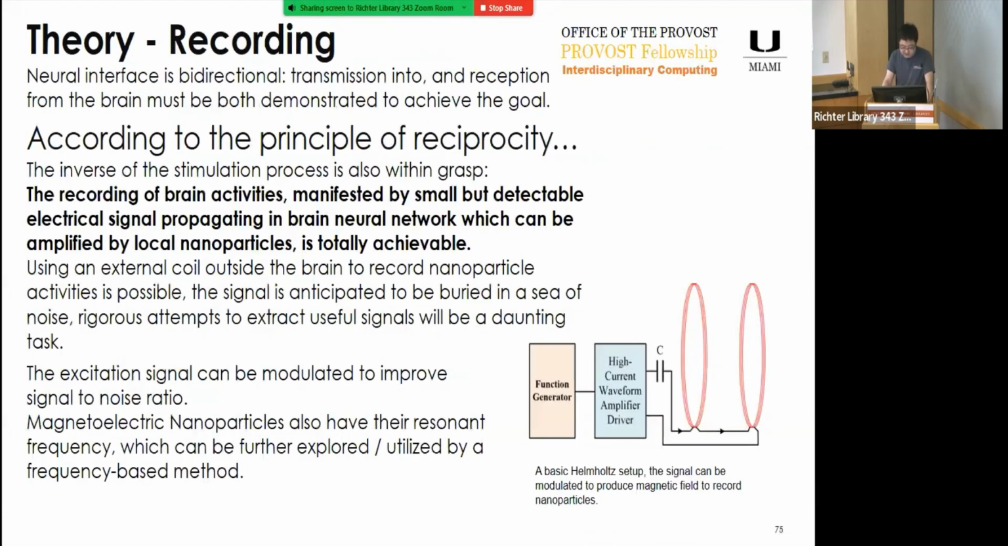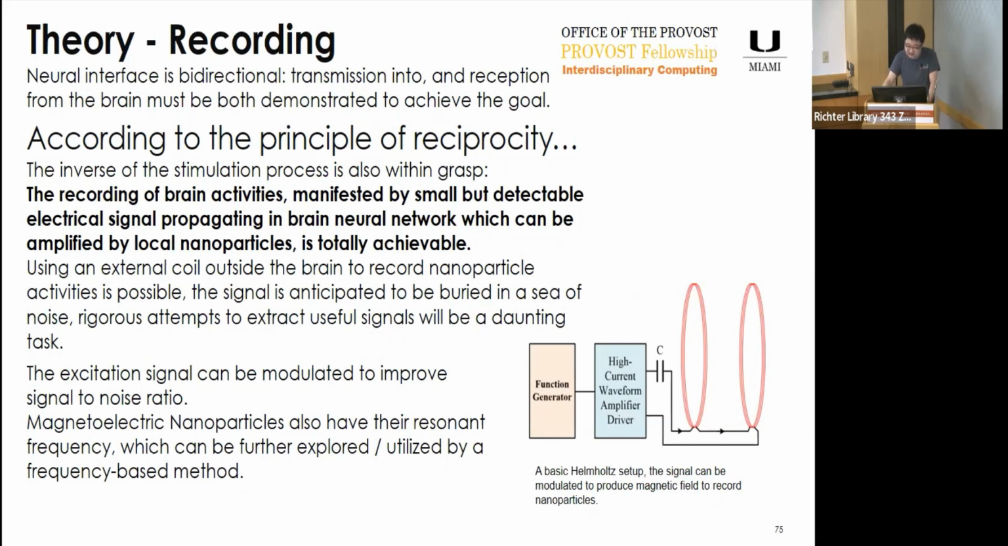But since there's the theory of reciprocity, since we can stimulate the brain, it's also possible to record from it. If you put a coil outside of the brain or very close to the proximity of the neuron, and you attach the nanoparticles to it, when the neuron fires for some signal, the electrical signal passes through the neuron, which in reverse will activate the nanoparticle, which in turn generates a magnetic field. In theory, this is entirely possible.